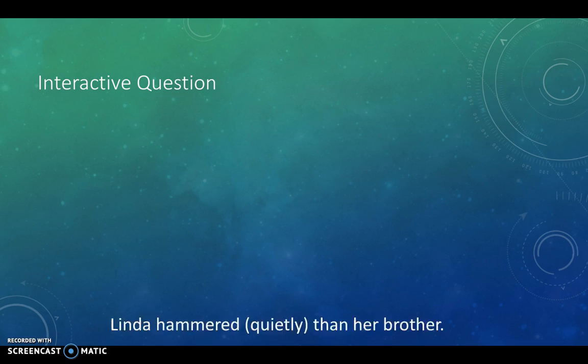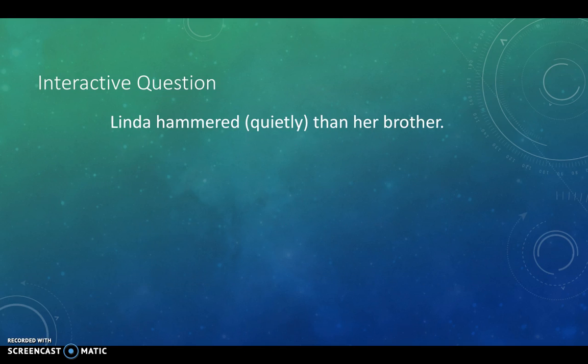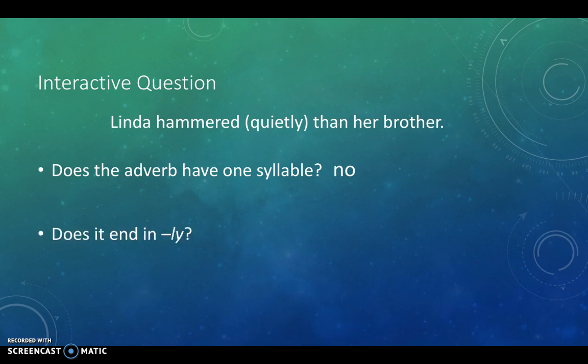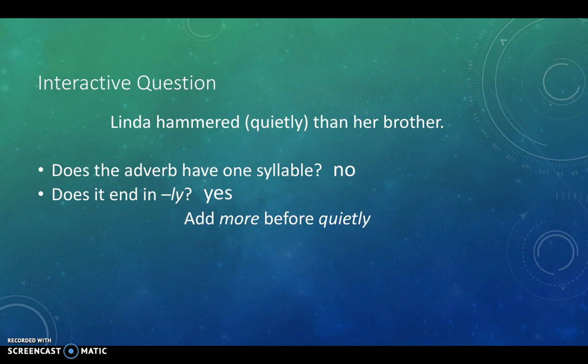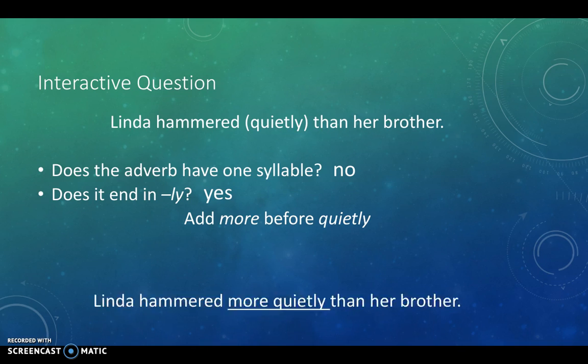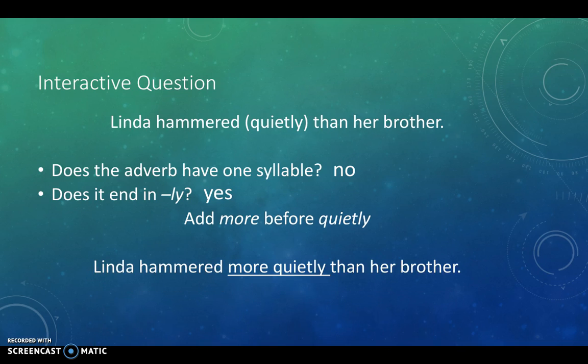Here's an interactive question. Linda hammered quietly than her brother. We have to fix that adverb because we're comparing how they hammer. The first question, does the adverb have one syllable? Quietly. What do you think? No, it does not have one syllable. Does it end in ly? Yes, quietly ends in ly. So what do we need to do? Add more before quietly. So the sentence becomes, Linda hammered more quietly than her brother.